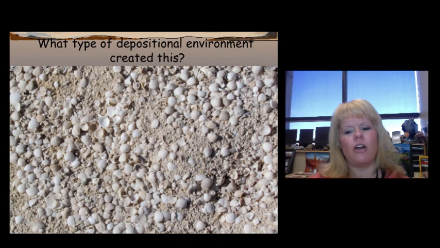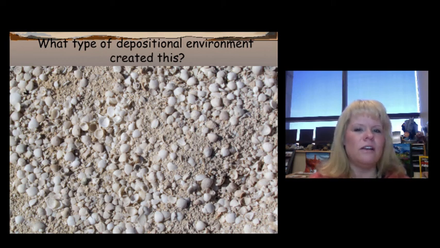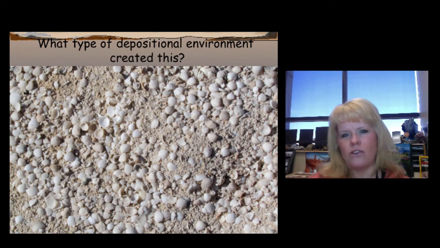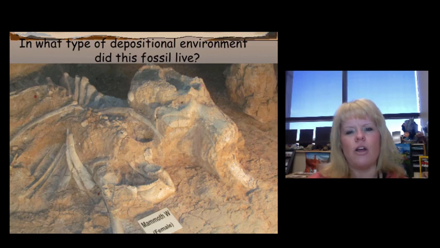What kind of depositional environment created this? I'm like, I don't know. What is that? Those are little tiny shells that are found along Shark Bay, Australia, right where those stromatolites were that I showed you earlier. These have to be marine. And obviously they can't be too far from the coastline, so they're probably in a nearshore environment.